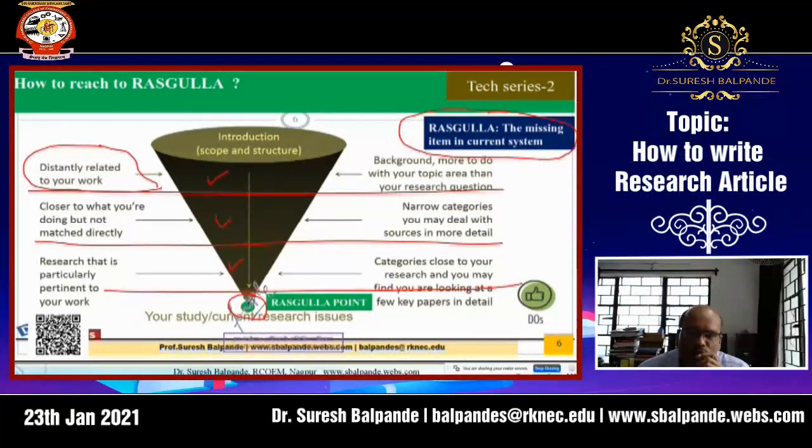Just like the first picture I have shown, you have to filter out the sand, then only will you reach the target of gold particles, gold granules. And that is the point where you can find it. This is the rasgulla point. So your literature survey is very, very important for your research work. Otherwise, your research work will be of no use.